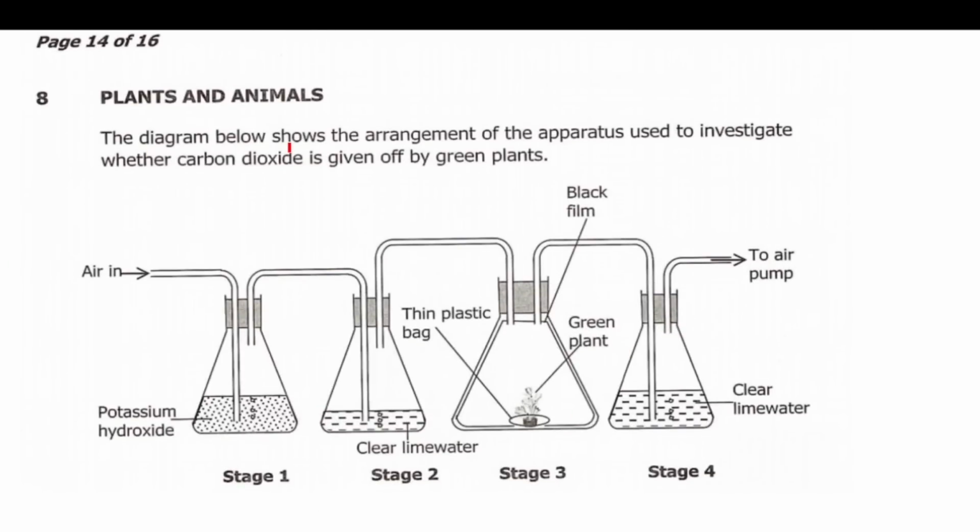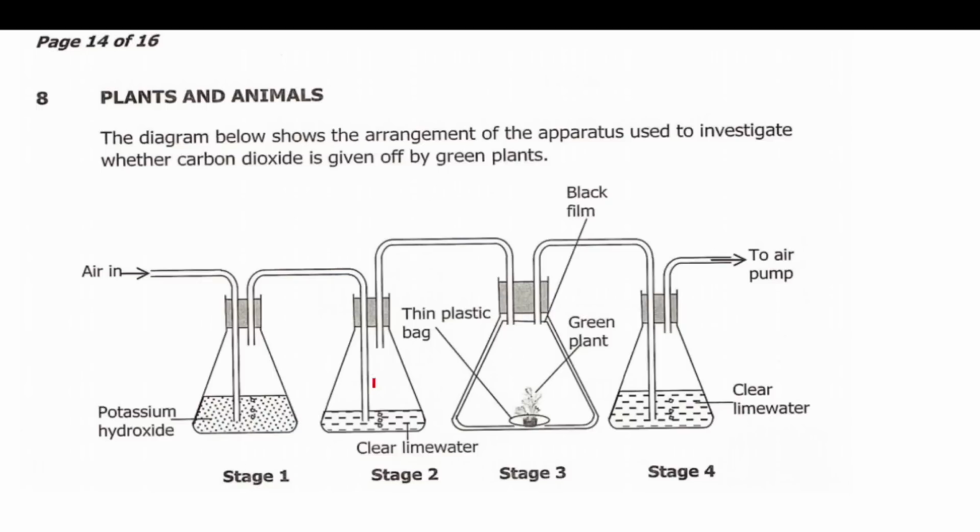Question 8, plants and animals. The diagram below shows the arrangement of the apparatus used to investigate whether carbon dioxide is given off by green plants. So we have this first conical flask with a gas pipe here, and this conical flask contains some potassium hydroxide. So there's air going there. Then there's also this gas pipe or delivery tube connecting to another conical flask with some clear lime water.